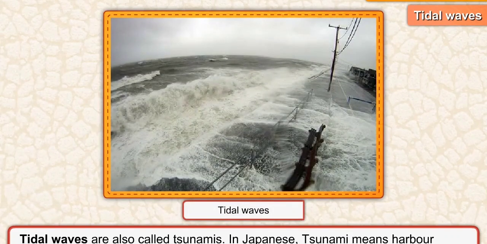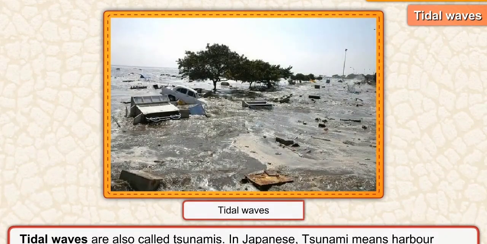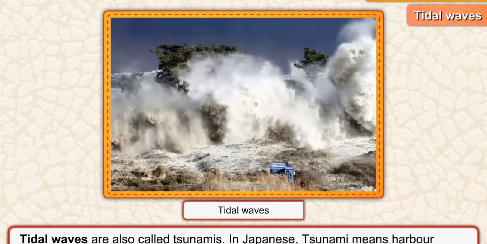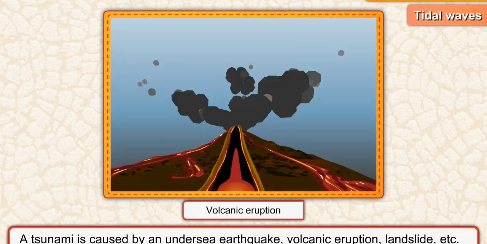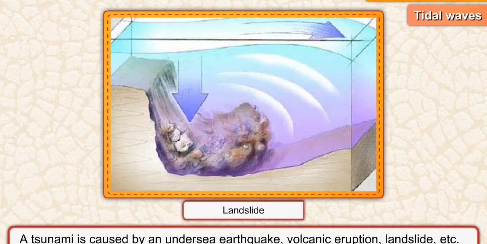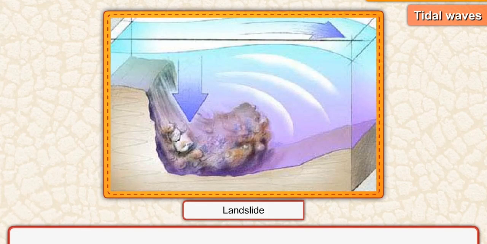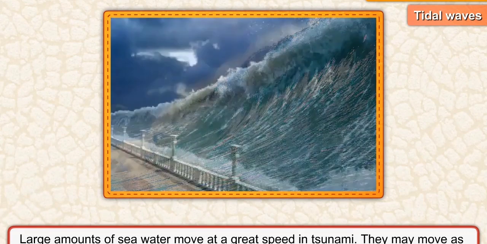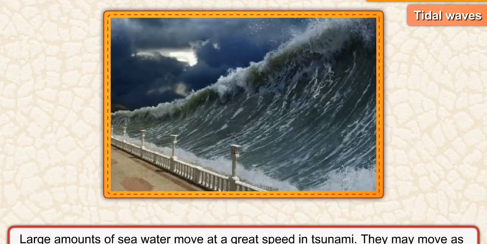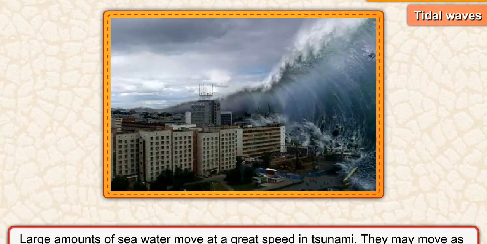Tidal waves are also called tsunamis. In Japanese, tsunami means harbor waves. A tsunami is caused by an undersea earthquake, volcanic eruption, landslide, etc. Large amounts of seawater move at a great speed in a tsunami. They may move as fast as 800 kilometers per hour. Tsunamis may rise as high as 15 meters.